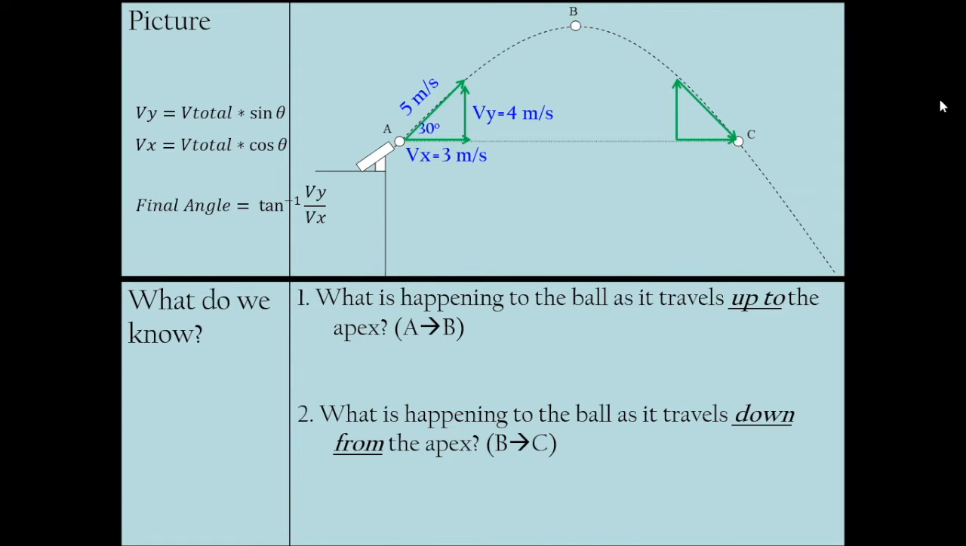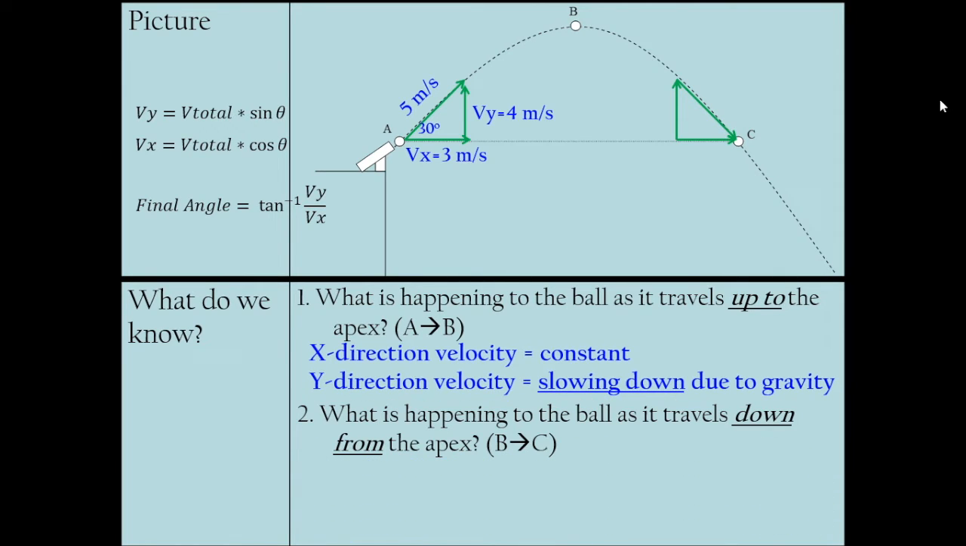Now that we know our initial information for point A, let's talk about what happens as it travels to point B. Well, the x direction velocity is constant, and we know that it's remaining the same the entire time because there's no acceleration in the x direction, where the y direction velocity is slowing down, meaning that it's getting smaller or closer to 0, and that's because of gravity. Since gravity is acting in the opposite direction, it's going to slow the object down in the y direction. It's going to slow it down so much that once it reaches the apex, the y velocity is actually going to be 0.